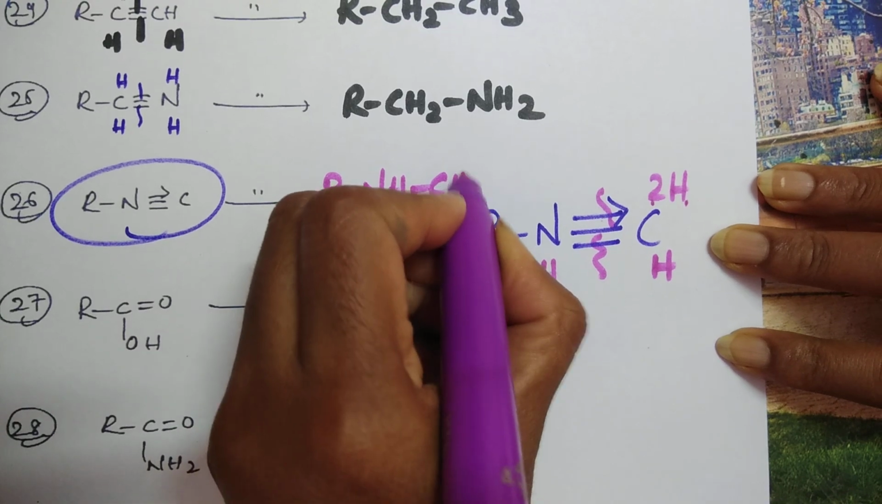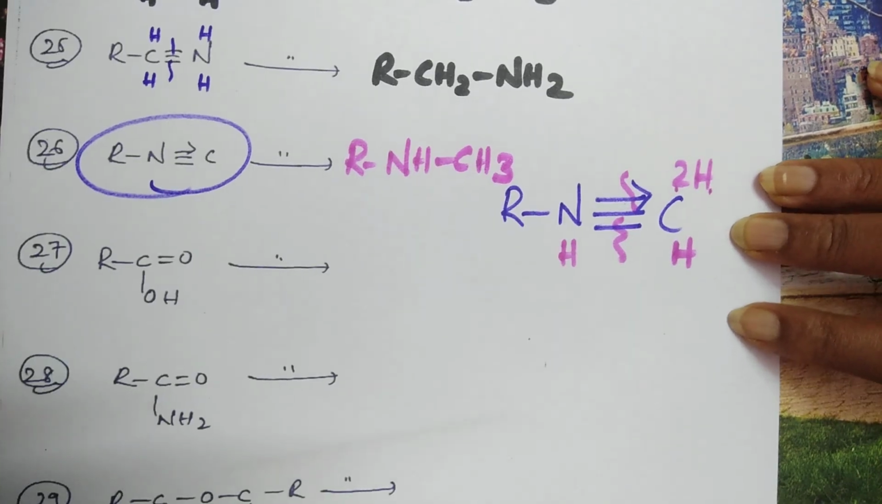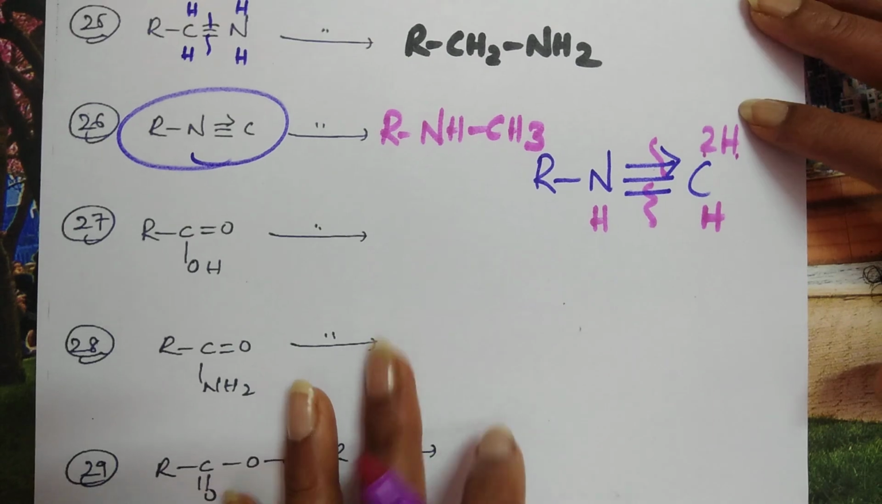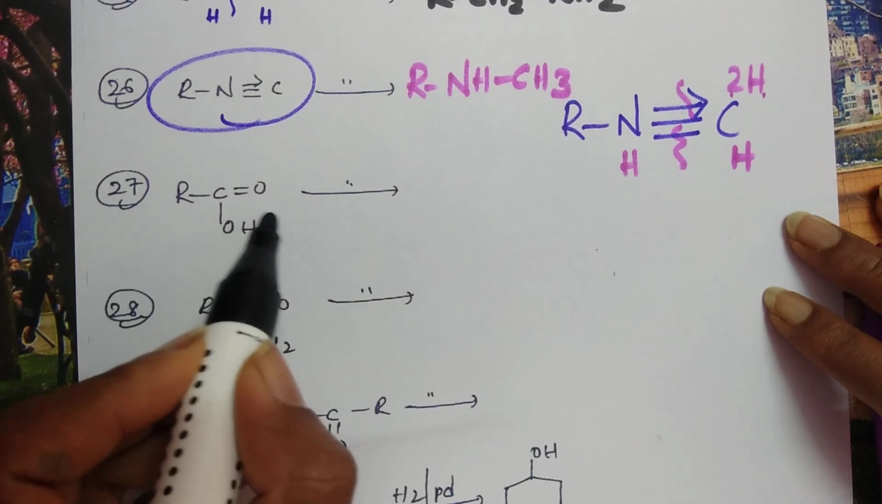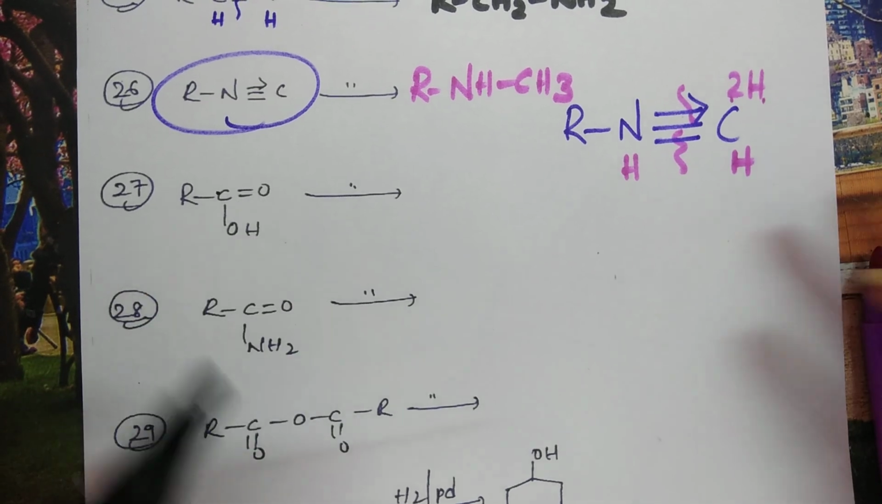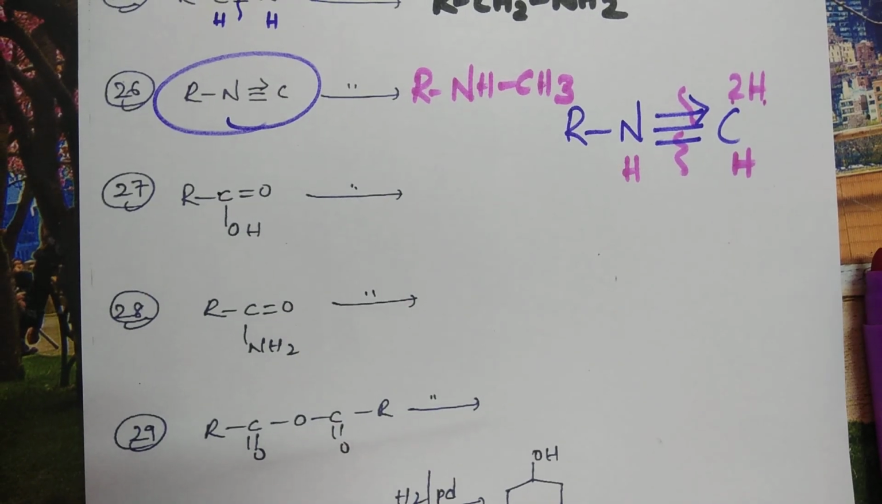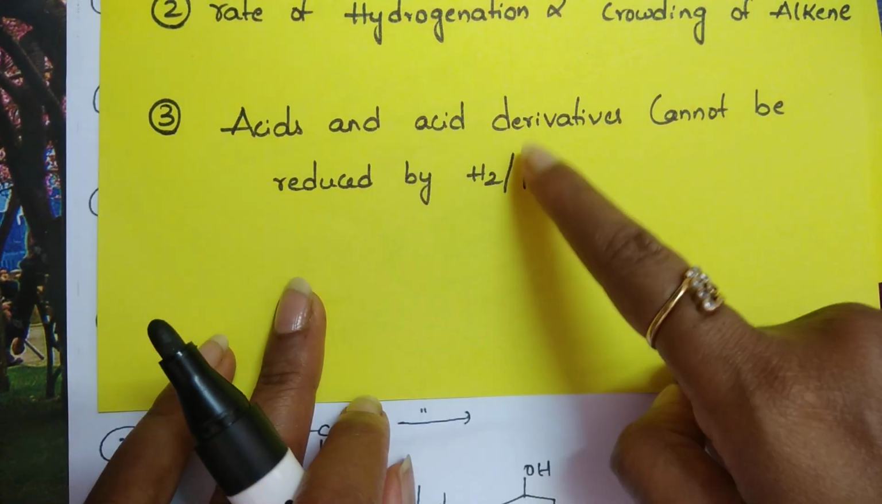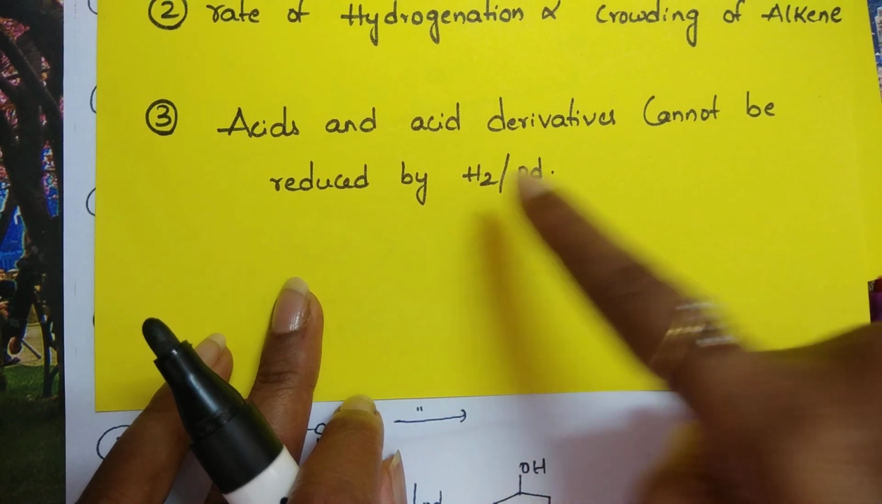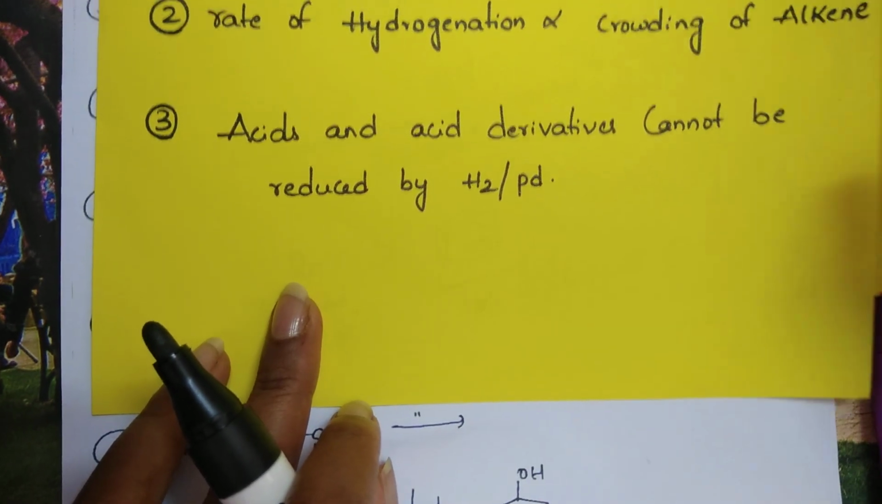Here you are getting amine. Okay. Secondary amine you are getting. Or see the next one. What you will do here? RC double bond OH. Break a bond, HH, like that. If you keep, your answer is wrong answer, because I want to tell you a super point, that is acids and acid derivatives cannot be reduced by hydrogen over palladium.